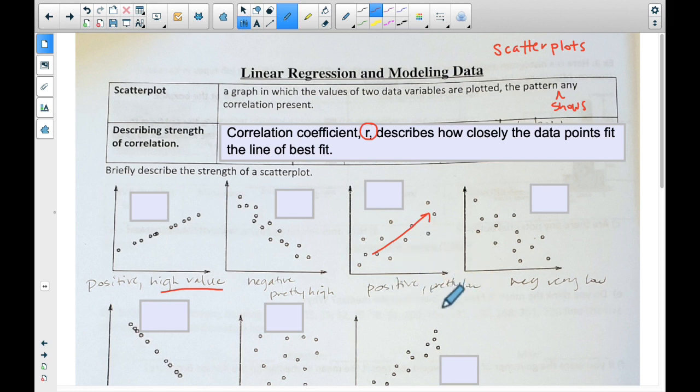What I wrote down, you can hardly read it because I wasn't expecting that this would be on the screen, is that it's positive because it has a positive slope, but it's a pretty low correlation. See how spread out they are? And then this one, you can maybe kind of make an argument that there's a line, but it's a really low coefficient. So I wrote down negative and very low. Negative because of the slope, and low because of how spread out the points are.